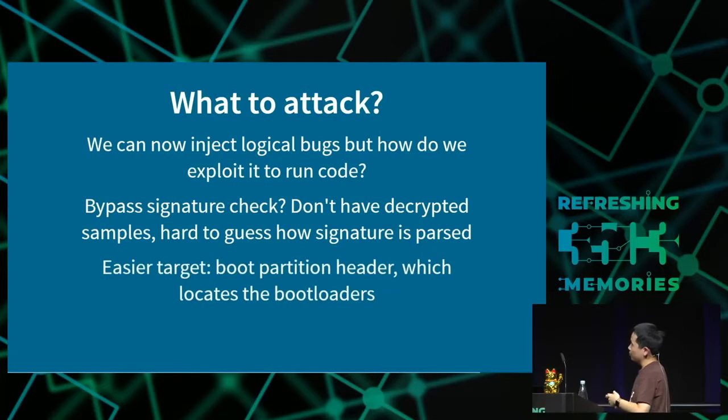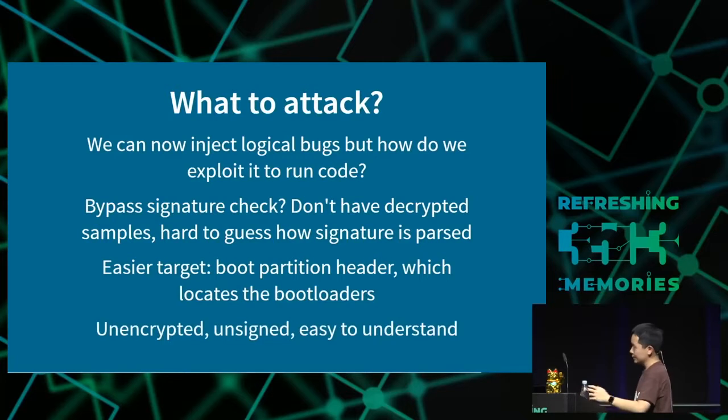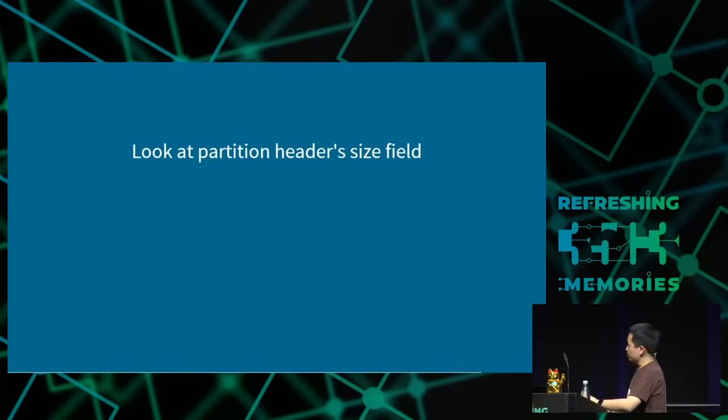Instead, we looked at something that's easier to understand, which is the boot partition headers. The boot partition contains the bootloaders. It's a special partition format that's not standard. However, it is easy to understand. It's unencrypted, it's unsigned, and the fields, there are not that many, and you can kind of guess what they mean. We'll just focus on looking at the header size field because, spoilers, it worked.